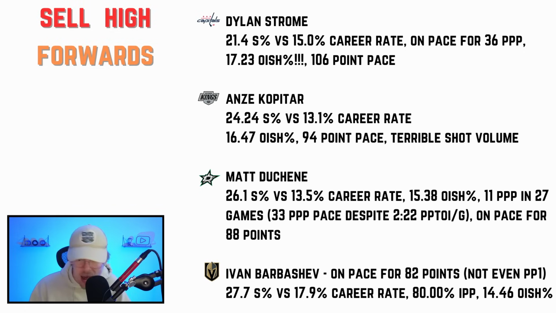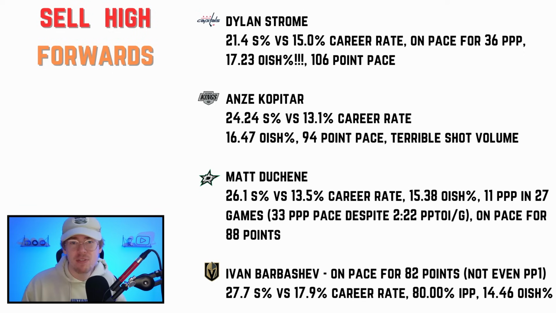Next, we have Matt Duchene of the Dallas Stars. I think he's been in every single sell high video. He's still playing good, but unfortunately, the numbers are still unsustainable. 26.1% shooting percentage compared to a 13.5% career rate, so it's almost double his career average. A 15.3% on-ice shooting percentage, so he is overperforming in the finishing department, and so are his linemates. He has 11 power play points in 27 games, which puts him on pace for 33 power play points, despite only averaging 2 minutes and 22 seconds of power play time per game, so that's not sustainable. And if you're looking at his current point pace, it is 88 points. He does not have the ice time, he does not have the deployment, and he does not have the numbers to suggest this is sustainable.